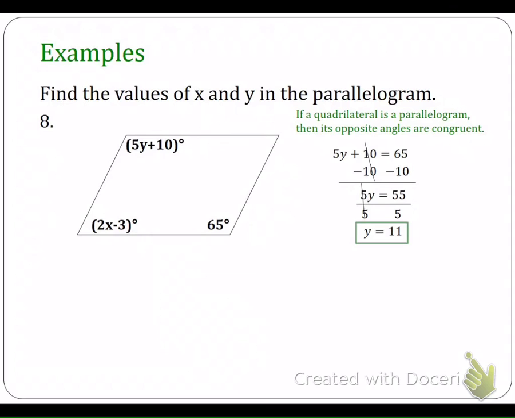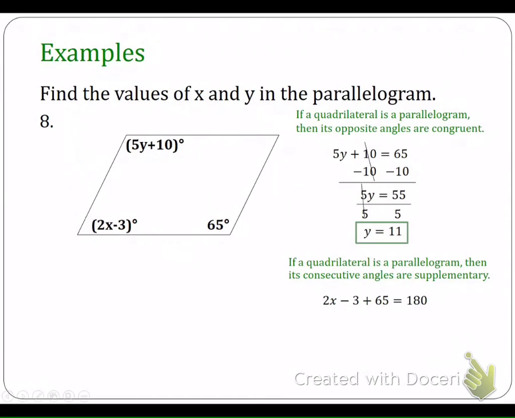How do I start it? 2x minus 3. What am I going to do with the 2x minus 3? Add it to 65, equals 180. Yes, consecutive angles are supplementary. Supplementary means adds to 180. All right, then what?